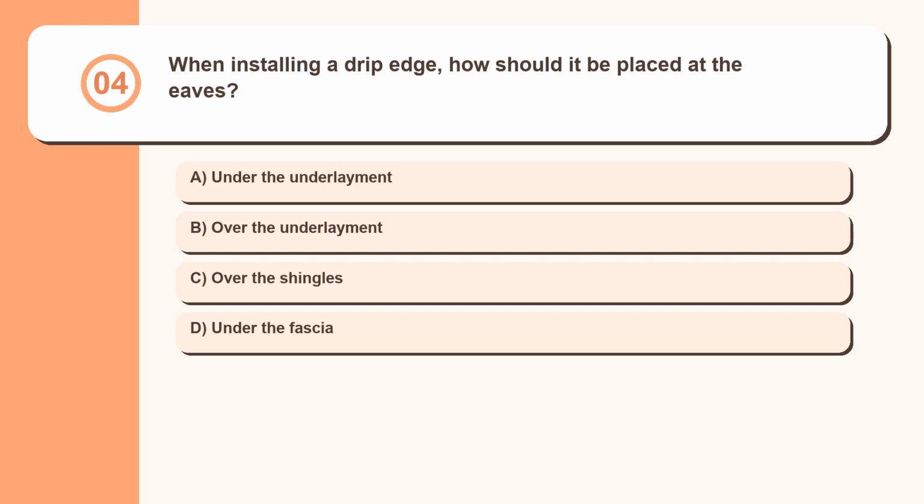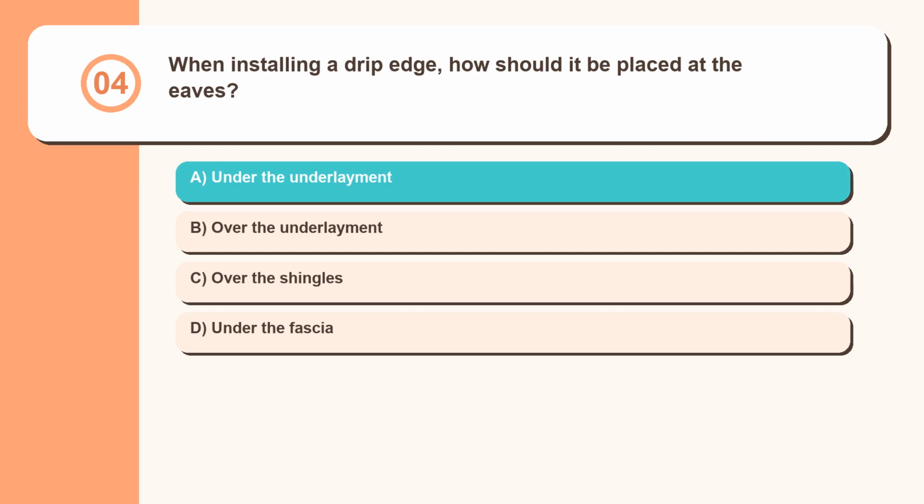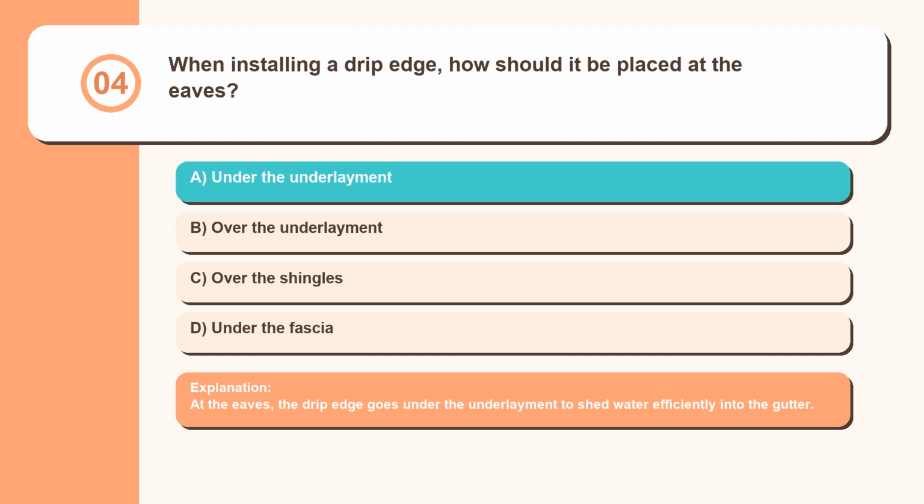Question 4. When installing a drip edge, how should it be placed at the eaves? Under the underlayment, over the underlayment, over the shingles, under the fascia. At the eaves, the drip edge goes under the underlayment to shed water efficiently into the gutter.